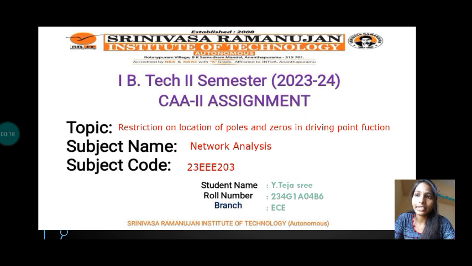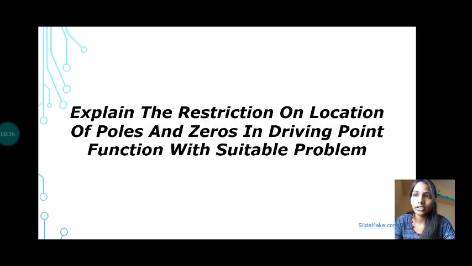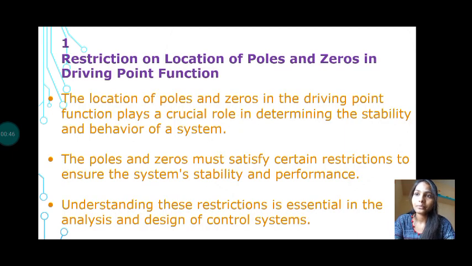Today I am going to explain the topic restriction on location of poles and zeros in driving point function from the subject network analysis, and the subject code is 23. Here the question: explain the restriction on location of poles and zeros in driving point function with suitable problem. Restriction on location of poles and zeros in driving point function.